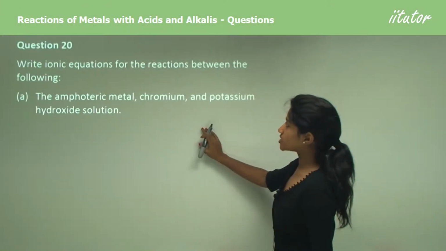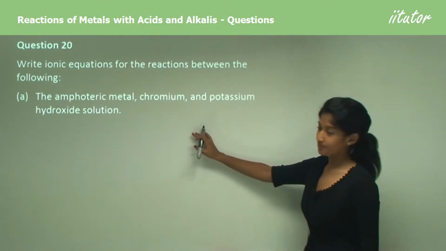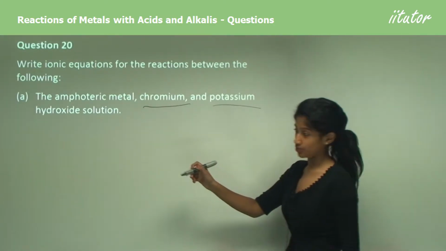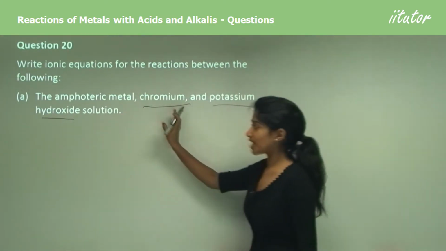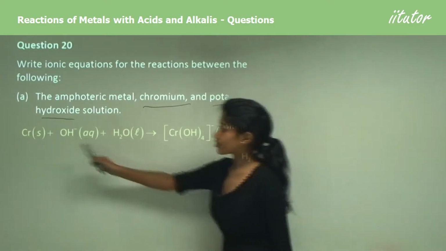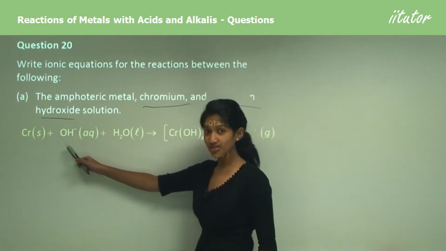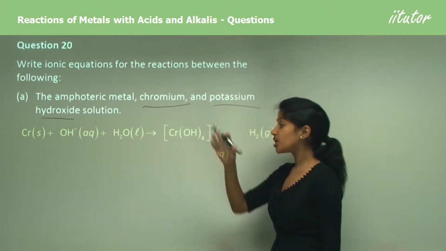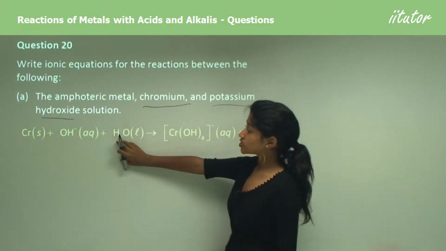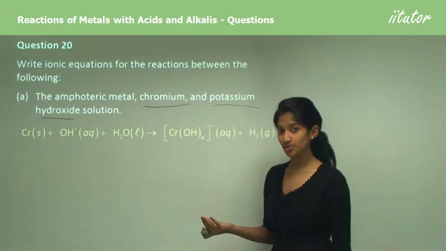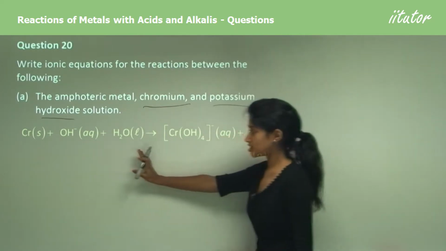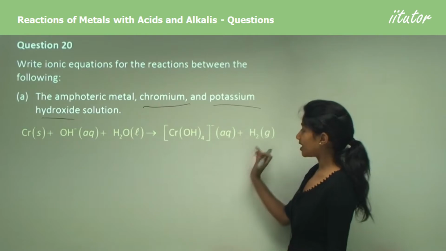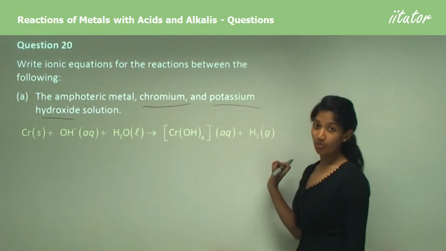Write ionic equations for the reactions between the following: the amphoteric metal chromium and potassium hydroxide solution. So these are our two reactants. We have chromium reacting with a hydroxide solution. Because potassium here is going to be a spectator ion, we cancel it out. And it's going to be in solution, which means there's going to be water present. So this is our ionic equation. It's going to form a chromate ion, as you can see here, and also our hydrogen gas.